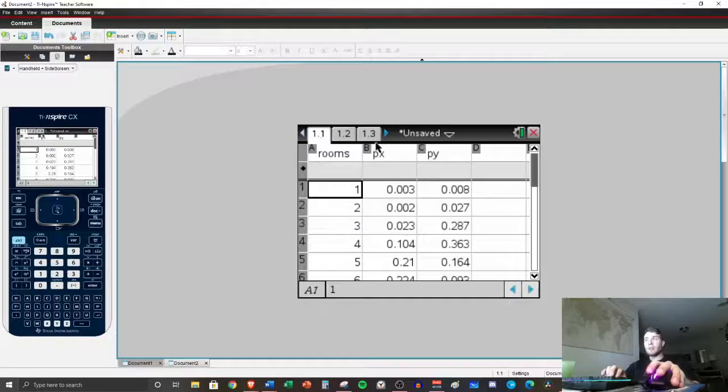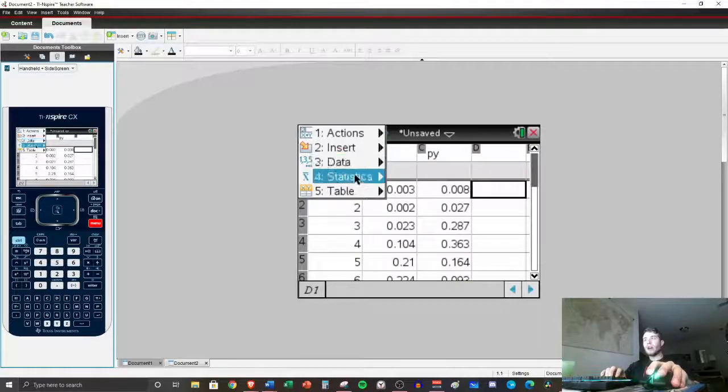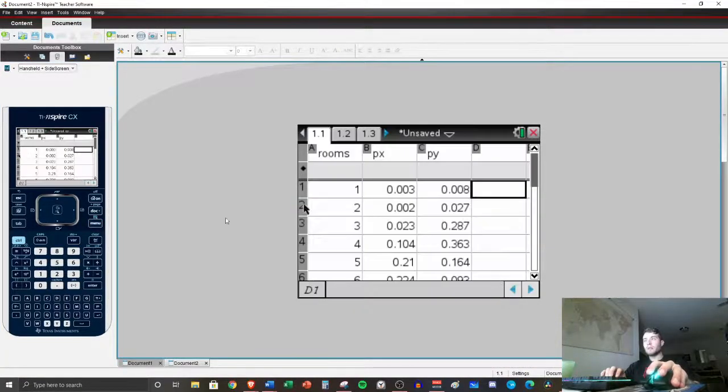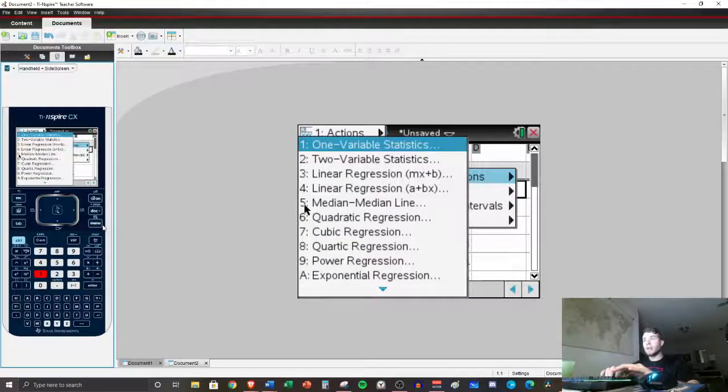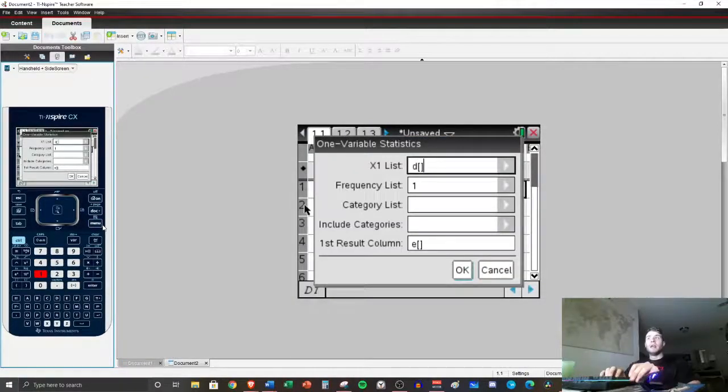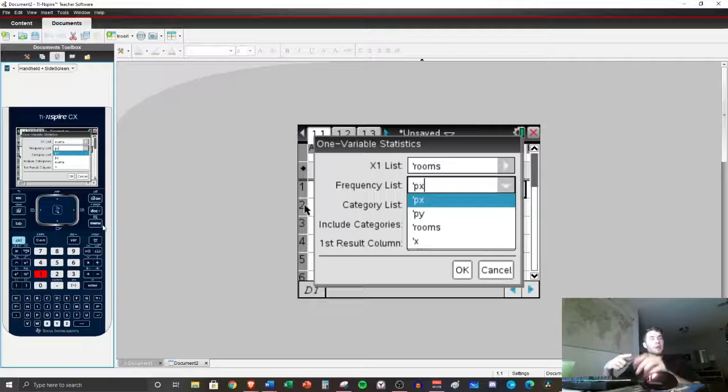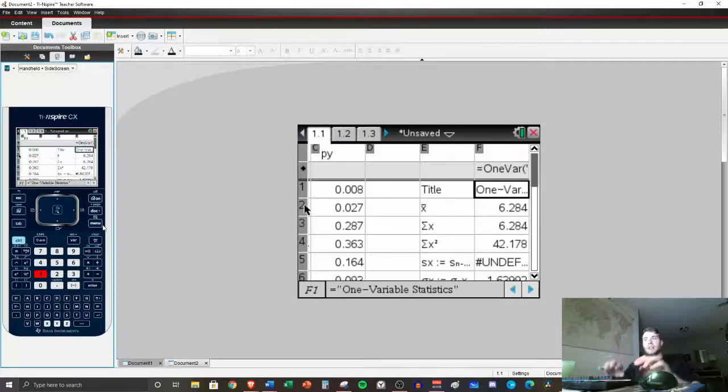If you can click back to your spreadsheet, go over, and let's find the mean of the probability distribution for x. So we're going to put menu. We want 4, 1, 1. Oops. 4, 1, and then we want one variable statistics. Hit OK. So on this one, we had to change 2 things. First off, we want rooms as our x list. Frequency list is going to be these probabilities. So we want P of x as our frequency list. Hit OK. Okay. So we're seeing that the mean is 6.28. Okay, that's what our mean is.